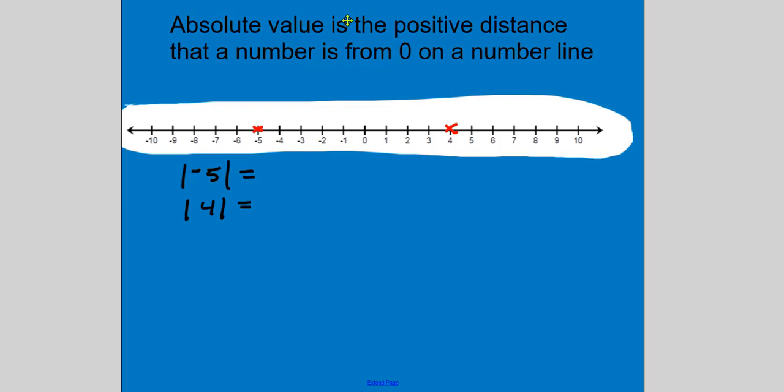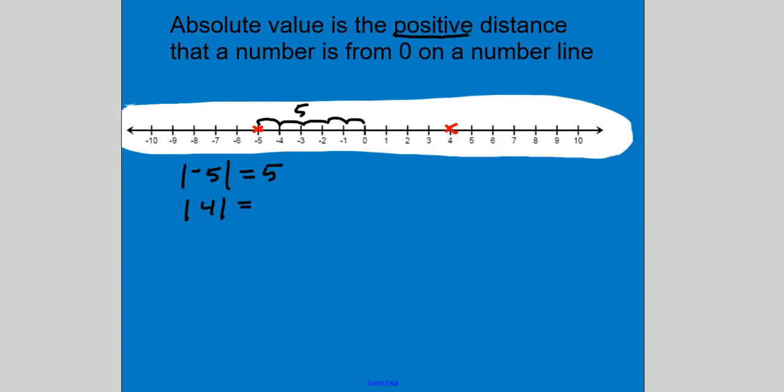So first of all, absolute value is the positive distance that a number is from 0 on a number line. So I have two numbers marked off on this number line. There's 0 right here. So the absolute value of -5 is defined to be 5 because -5 is 5 units from 0, and it is the positive. We define it as the positive distance.